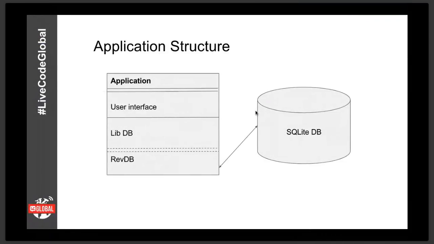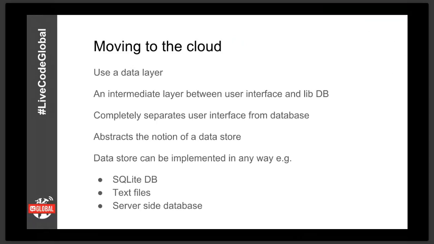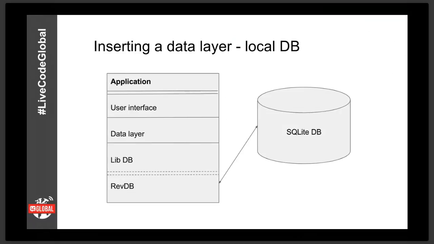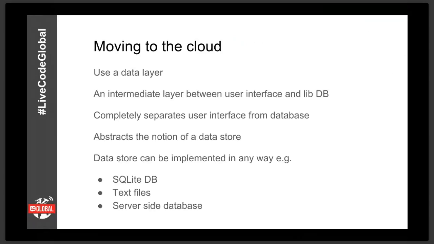So if you remember from the last time we talked about the structure of our app, you'll notice our 3 layers there: our user interface, then our database library. That's where we abstracted all our database commands into a single, nice, easy to use library, and then had that talk to our revdb, which talked to our SQLite database. Now, the last thing we talked about last time was introducing an intermediate data layer. So I'll quickly go here. So you notice the data layer there sits in between the user interface and libdb.